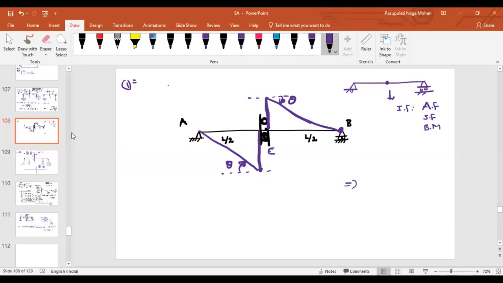But in the present case, we are interested only in the ILD for shear force. As we have discussed in the previous class, whatever the ILD you want to draw, you have to release that force only. As I am going to draw the ILD for shear force, I will release the force along the direction.